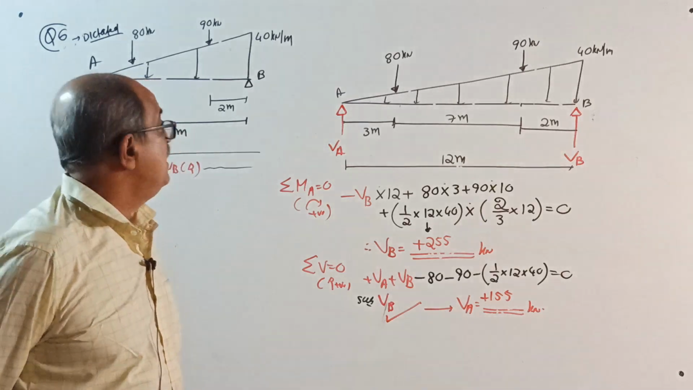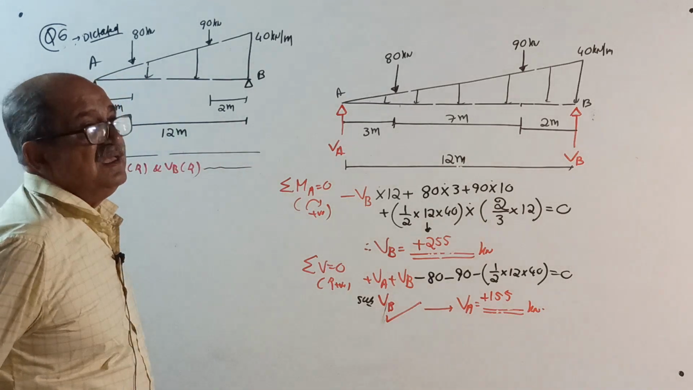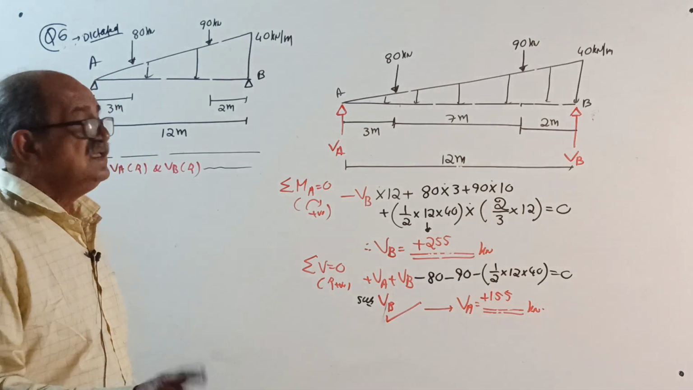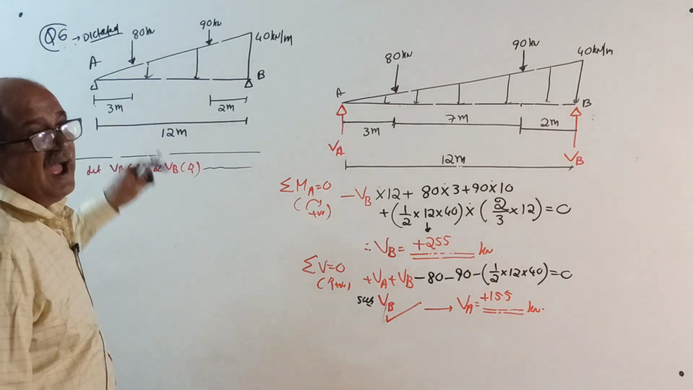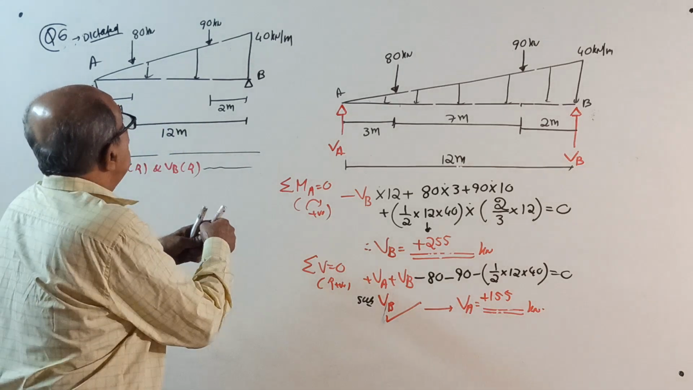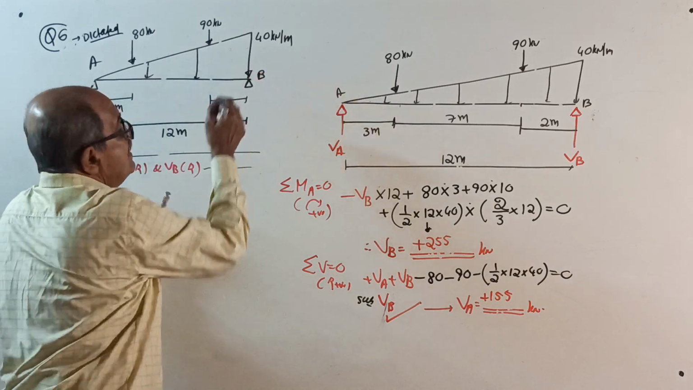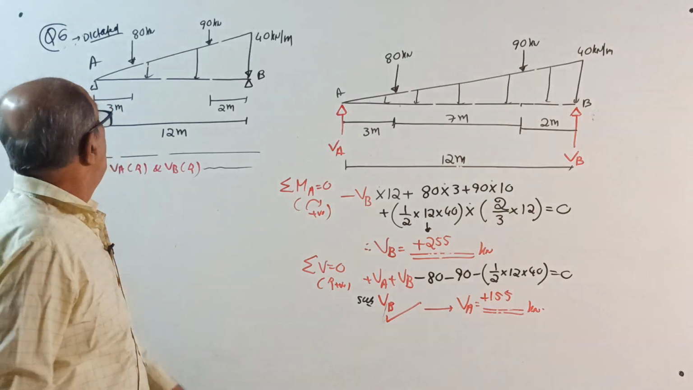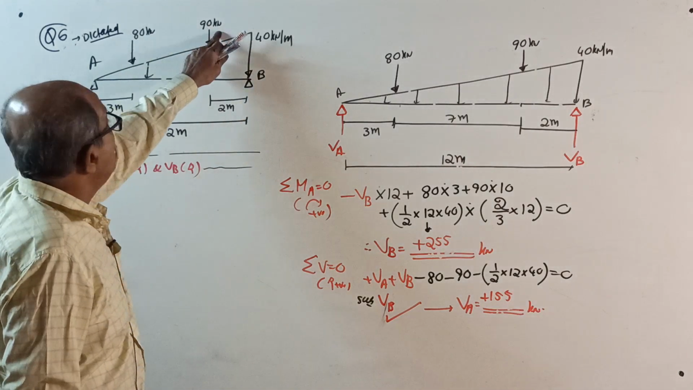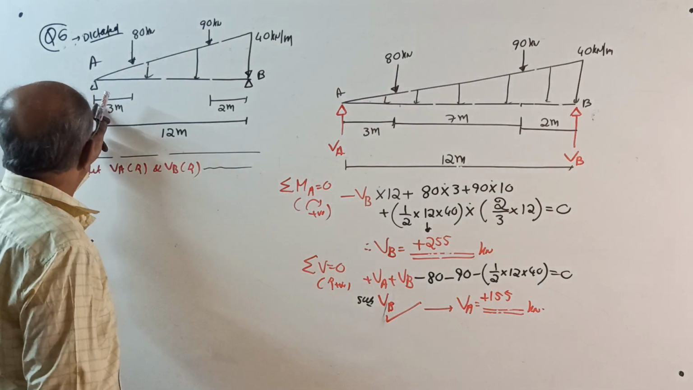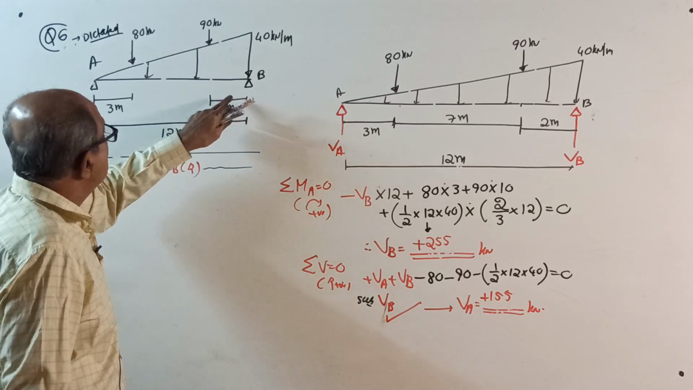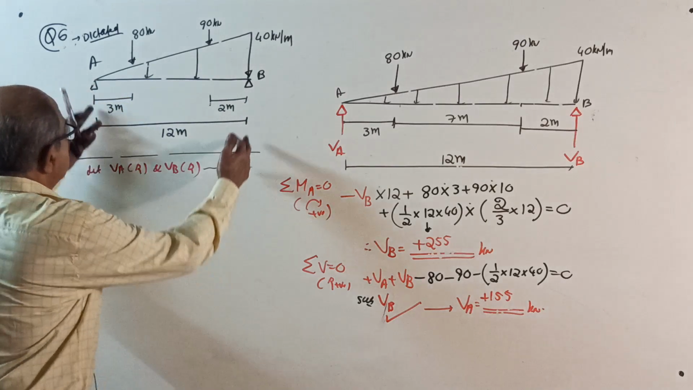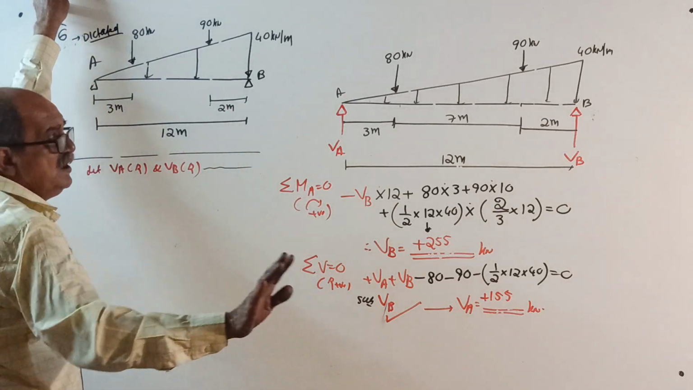A simply supported beam of span 12 meter is loaded by a uniformly varying load which has intensity of 0 at left end and maximum of 40 kilonewton per meter at the right end. And also two concentrated loads of magnitudes 80 kN and 90 kN at 3 meter from left end and at 2 meter from right end respectively. Find reactions. So simply supported, VA, VB, usual story.